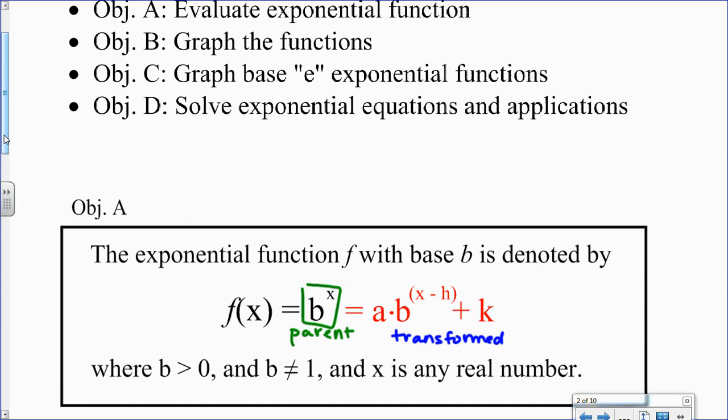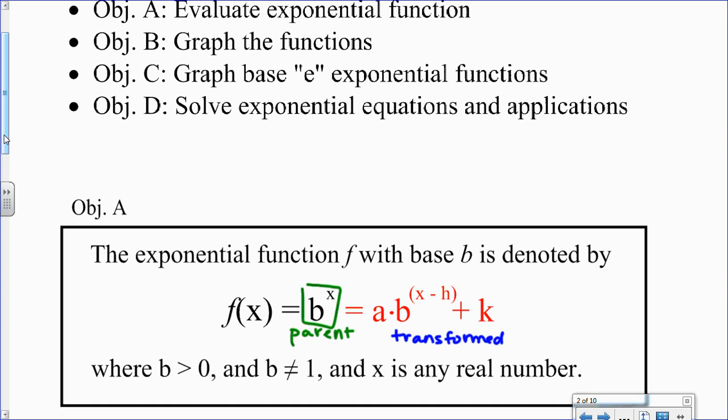So what makes an exponential function is that x, your variable x, is the exponent. So x is the exponent. What you have for b, that's the base of your exponent. That's part of the parent function. The a out front is like your vertical stretch or shrink. It also would tell you about your reflections over the x.